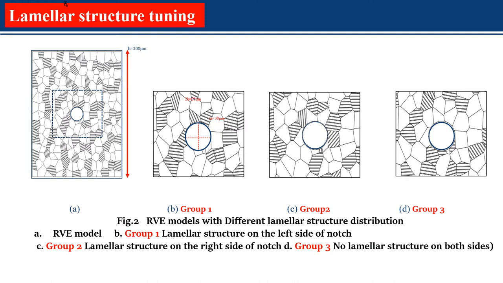In order to study the influence of lamellar structure distribution on titanium alloys, three computational cases are designed. In Figure A, a general global model is presented, while for B, Group 1 is designed with a lamellar structure on the left side of the notch. Group 2 is designed with a lamellar structure on the right side of the notch, while in Group 3, there is no lamellar structure on both sides of the notch. Please keep in mind that for each group, two sets of crystal orientation parameters are adopted. Thus, we have six sets of modeling results.